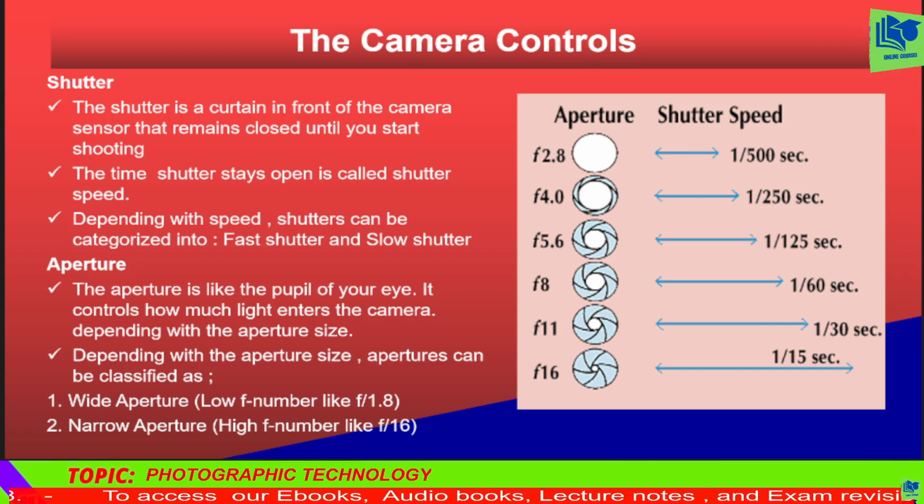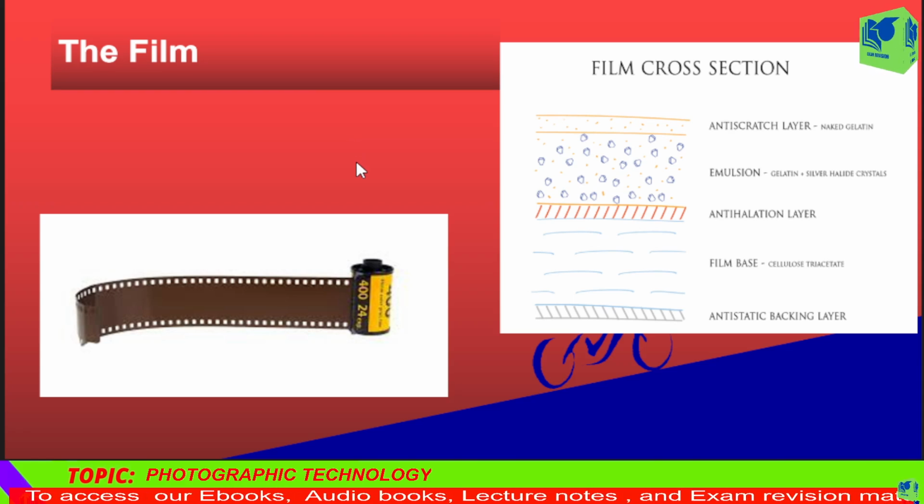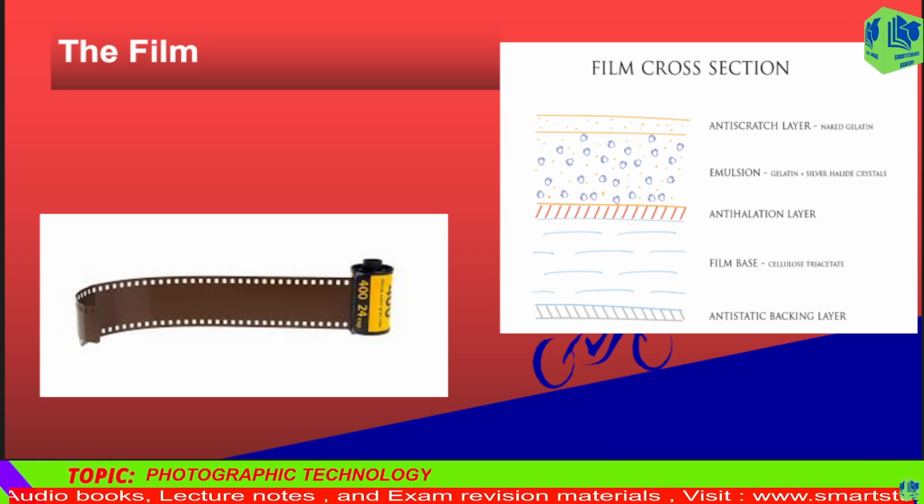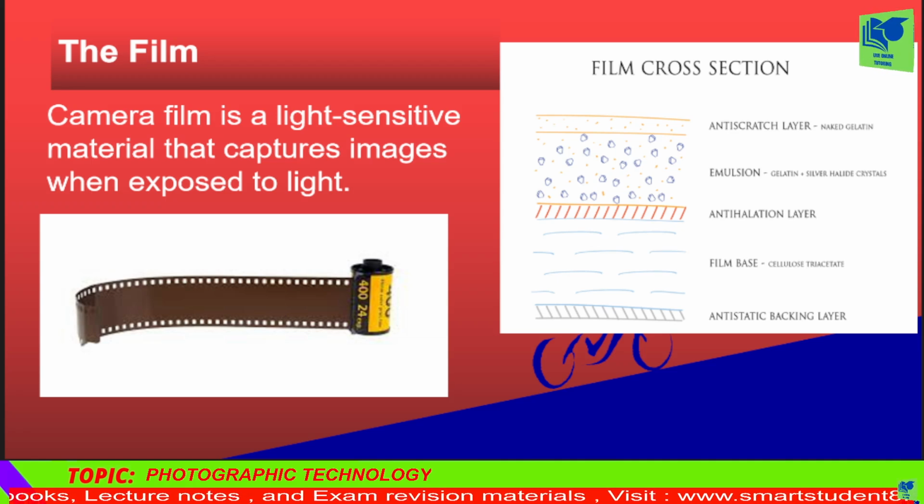3. Film. Before digital cameras, film was the heart of photography. Today, digital cameras use a sensor instead, but they both serve the same purpose: to record light. Camera film is a light-sensitive material that captures images when exposed to light.